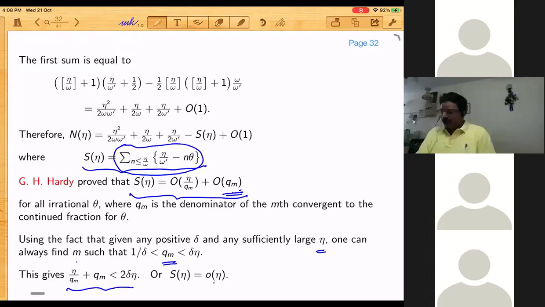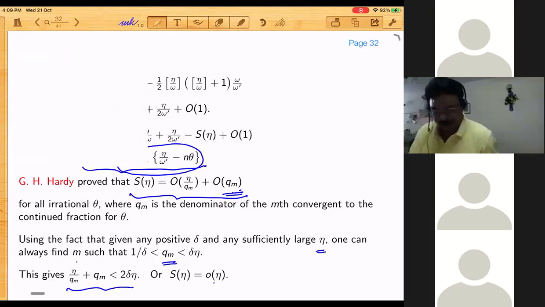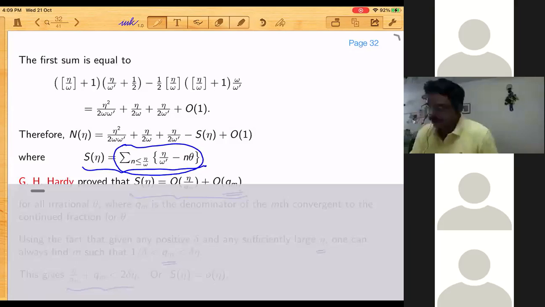So how did Hardy and Littlewood do it? They split this sum, n less than or equal to, you know, just a few minutes more. So what they have done is, this eta is less than n, sorry, n is eta by omega in this sum. All right. So they did a very wonderful, clever trick.